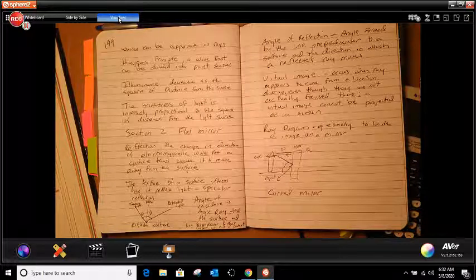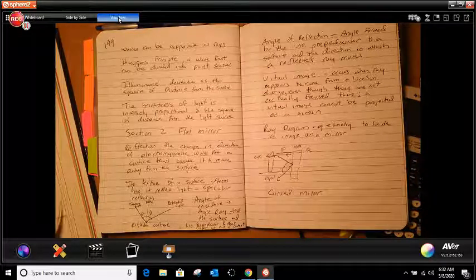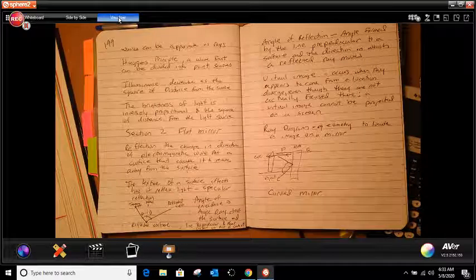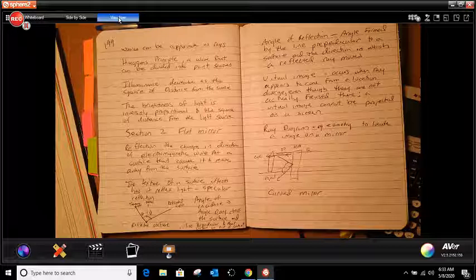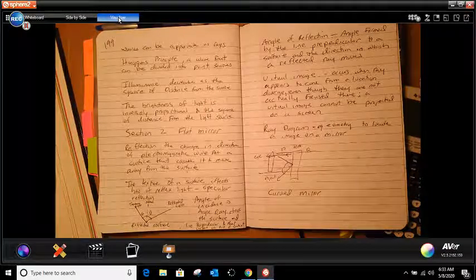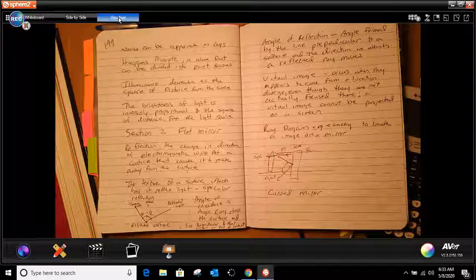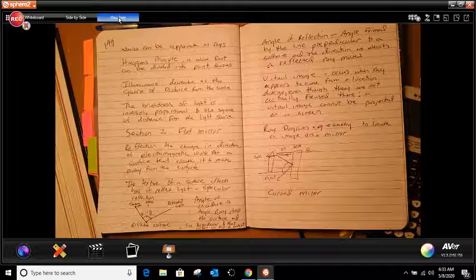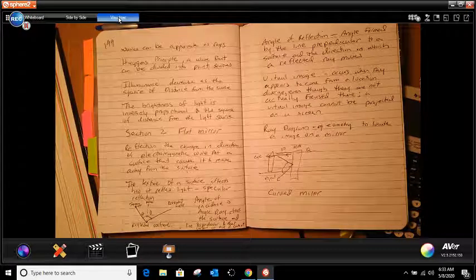So then we go into the second unit, which is flat mirrors. Reflection is the change in direction of electromagnetic waves at a surface that causes them to move away from the surface. The texture of a surface affects how it reflects light, and that is specular reflection. Then we have a diagram that shows incoming light and reflected light, and shows the normal and the reflected ray and the angles for those.